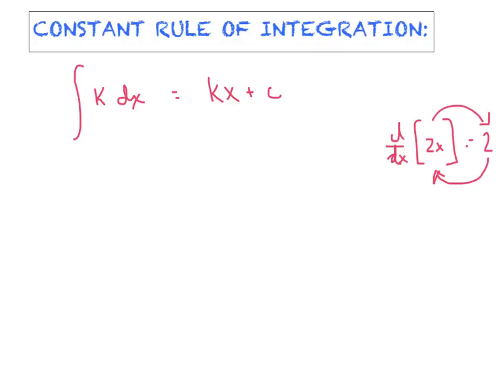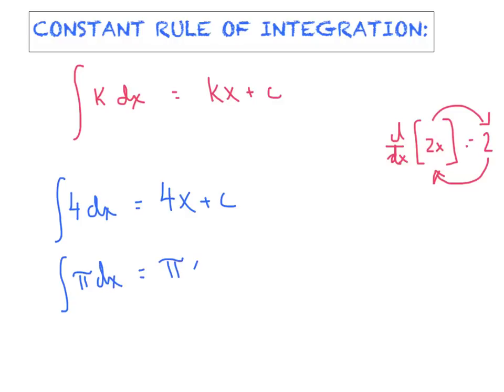So a couple of examples here. If I wanted to integrate the function 4, I would say the antiderivative is 4x plus c. If I wanted to integrate pi, just remind yourself pi is a constant with respect to x, the answer would be pi x plus c. Or if I wanted to integrate 6 with respect to y, always watch the notation that closes out the integral, the antiderivative in that case would be 6y plus c.